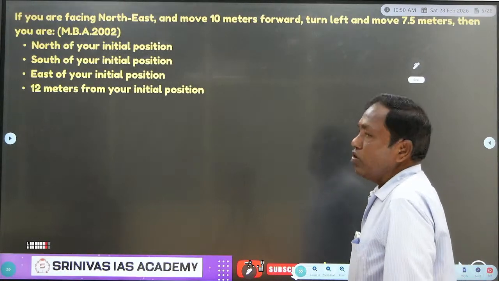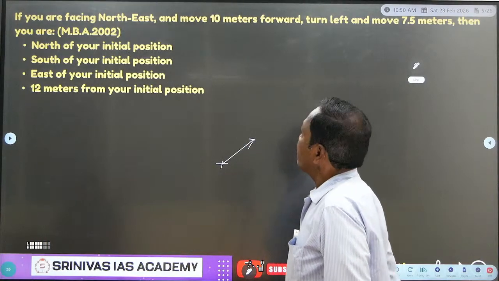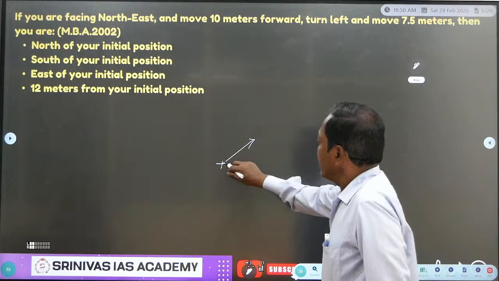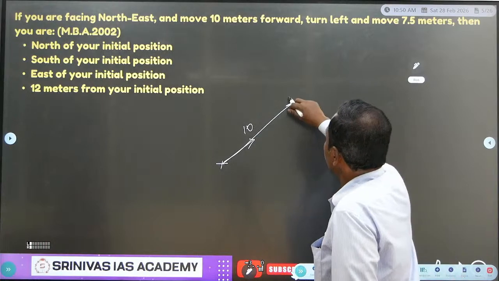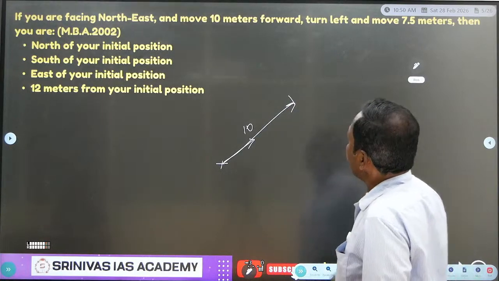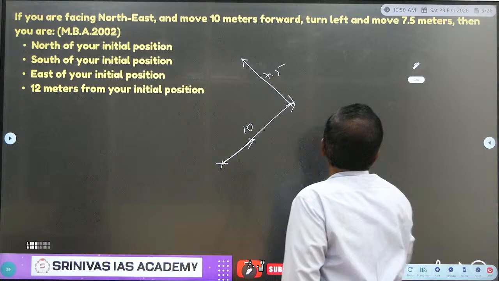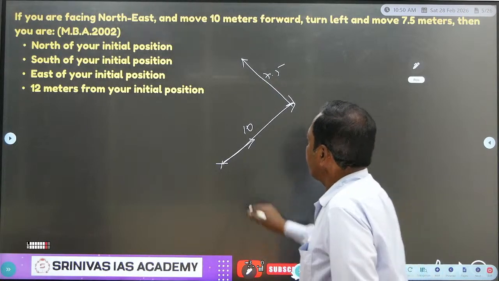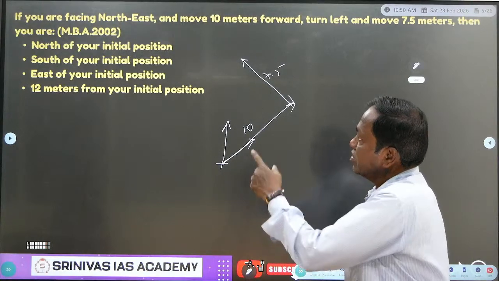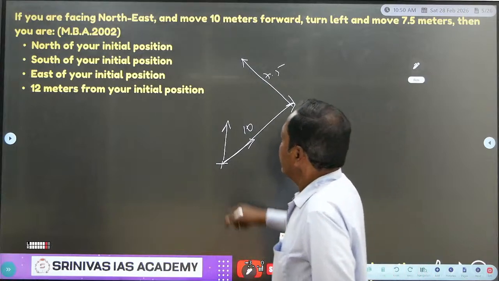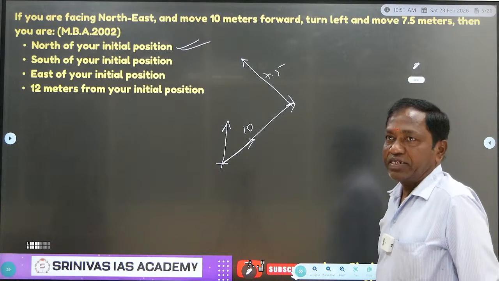Next, if you are facing northeast and move 10 meters forward, turn left and move 7.5 meters, then in which direction are you? That is north of your initial position. So this is the Pythagoras theorem, a right angle triangle, you can see.